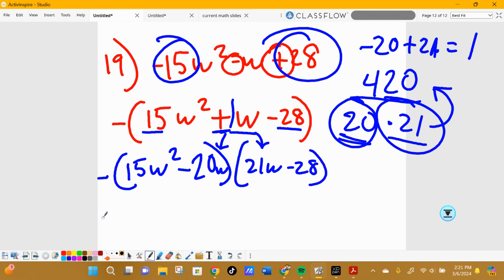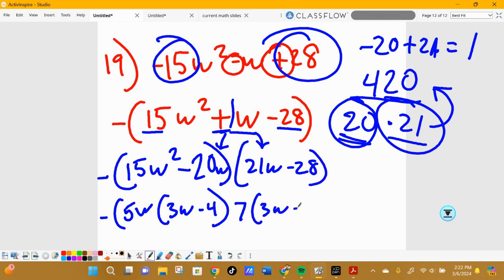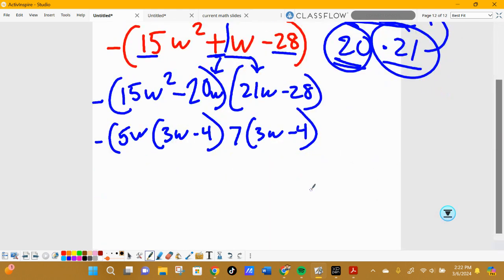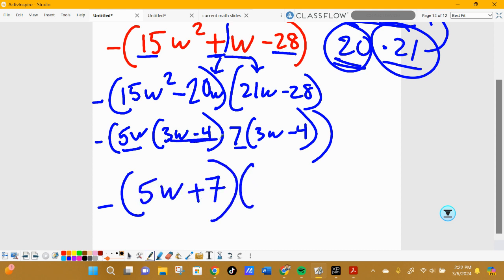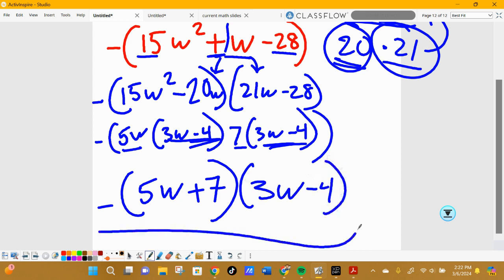So now we're good. Now I can factor out the way I wanted to. I'm going to take out a 5w, which will leave me with a 3w minus 4. And then here I'm going to take out a positive 7, which leaves me with a 3w minus 4. Then I've got to just combine everything. Technically, I need one more parentheses. So I still have the negative on the outside, 5w plus 7. And then these two terms are the same. That's how I know I did it right. Minus 4. And that becomes your answer.